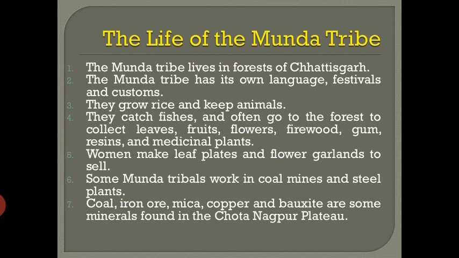They catch fish and often go to the forest to collect leaves, fruits, flowers, firewood, gum, resins, and medicinal plants. Women make leaf plates and flower garlands to sell. And some Munda tribes work in coal mines and steel plants.